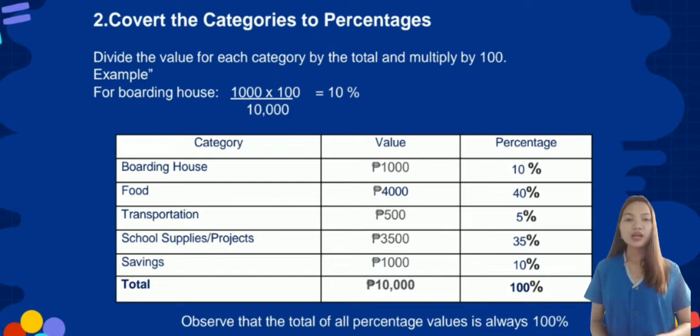School supplies and projects, the value is 3,500, the percentage is 35%. Savings is 1,000, the percentage is 10%. If we total the percentage, 10% plus 40% plus 5% plus 35% plus 10% is equal to, very good, 100%. Class, observe that the total of all percentage values is always 100%.